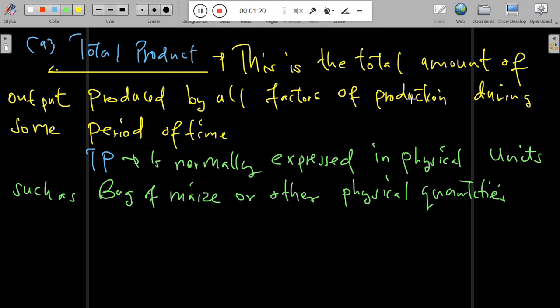Let's begin by looking at the total product. Total product is the total amount of output produced by all factors of production during the same period of time. Normally TP, or total product, is expressed in physical units such as a bag of maize produced, tons of rice, or any other kind of physical quantities.